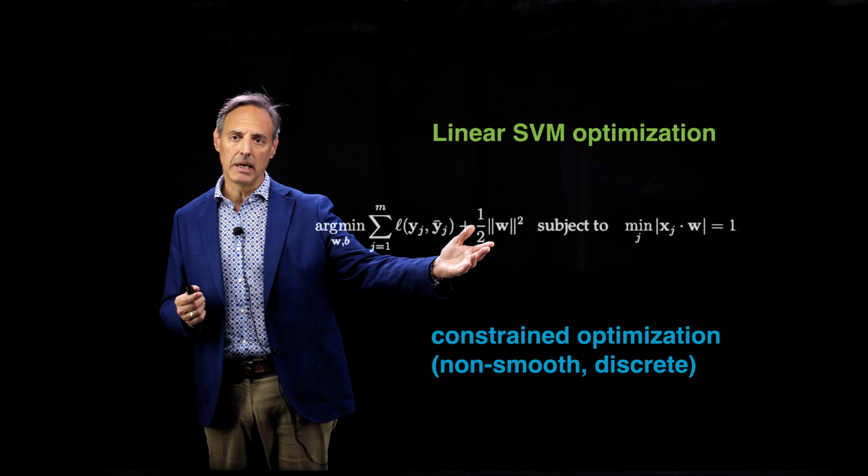So it's a constrained optimization. It's non-smooth. The reason it's non-smooth is because your penalty term goes in discrete points. So if you get 1 wrong, it's 1. You get 2 wrong, it's 2. It's not a smooth function. And so it's non-smooth, it's discrete, but it has a constrained optimization flavor to it.